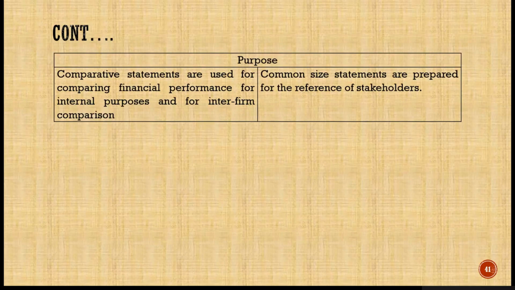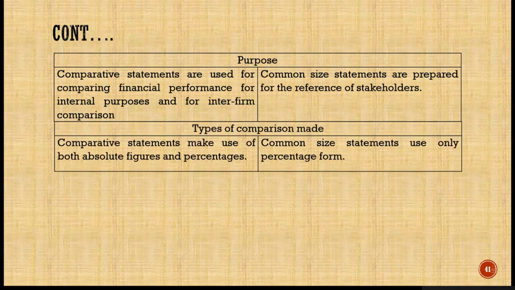Comparative statements are used for comparing financial performance for internal purposes and for inter-firm comparison. Common size statements are prepared for the reference of stakeholders. Next is type of comparison made. Comparative statements make use of both absolute figures and percentages, while common size statements use only percentage form.